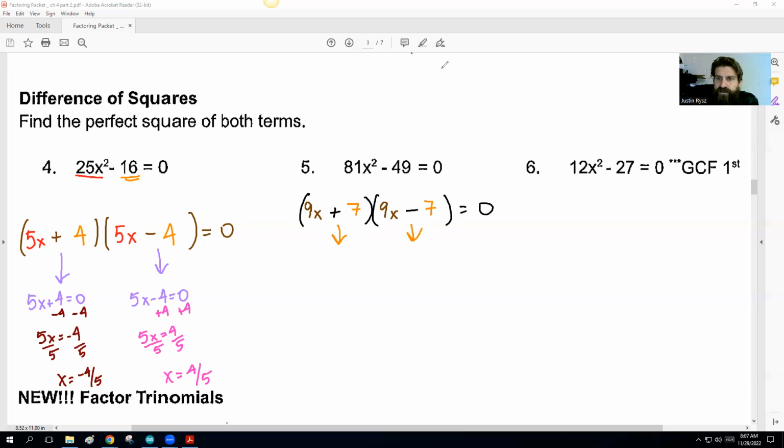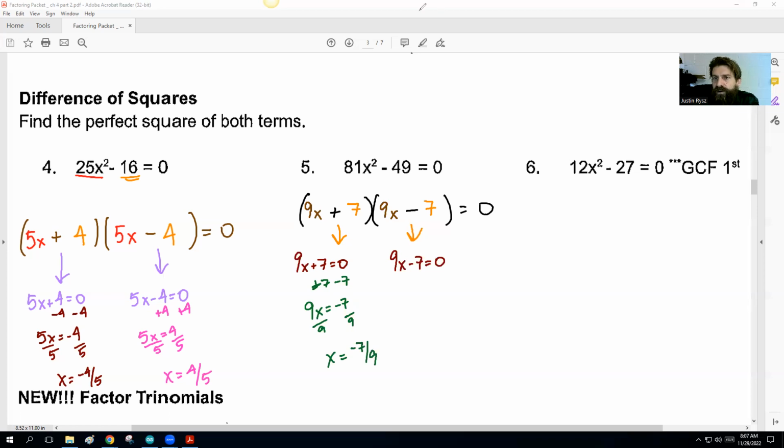So we take both of those and we're going to write our equation. We got a 9x plus 7 equals 0 and a 9x minus 7 equals 0. And when we solve them, you might be able to do this in your head. You're going to subtract 7 over. So we get a 9x equals negative 7. And when we divide by 9, we get x equals negative 7 over 9.